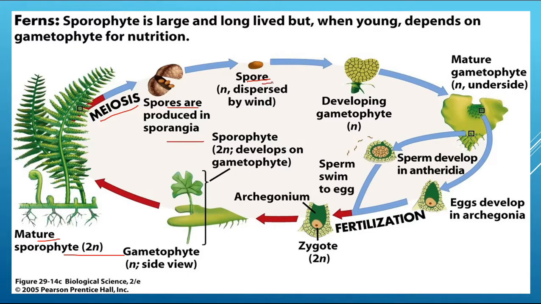Now these spores, with the help of the wind, are dispersed, and then they will develop into the gametophyte after germination. This gametophyte produces the sperm, that is antherozoids, inside the antheridia and egg inside the archegonia. The sperm will move to the archegonia with the help of water current, and here it will undergo the process of fertilization to give rise to the zygote. Now this zygote will germinate to produce the new diploid plant, that is sporophyte.